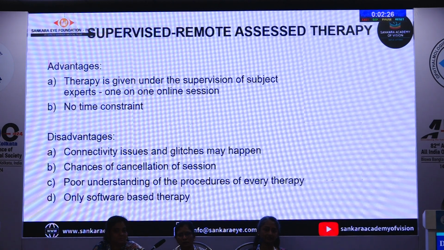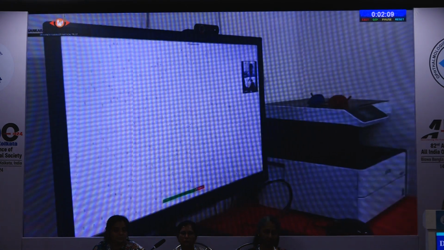There is no time constraint. Connectivity continues to be a challenge. Those of us at the conference have seen how connectivity can be patchy. So if you're depending only on an internet-based solution, you may have a challenge. And again, you have the disadvantage of only software-based therapy.